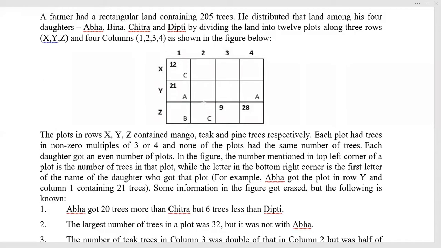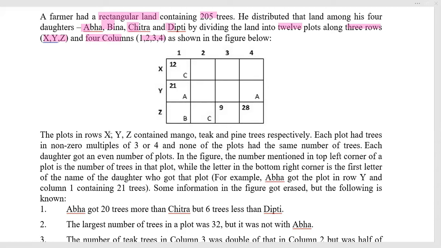A set of fitting some numbers wherever it has mentioned that a farmer had a rectangular land containing 205 trees. He distributed that land among his 4 daughters. We call them A, B, C, D, by dividing the land into 12 plots along 3 rows, which are X, Y, Z, and 4 columns 1, 2, 3, 4, as shown in the figure.